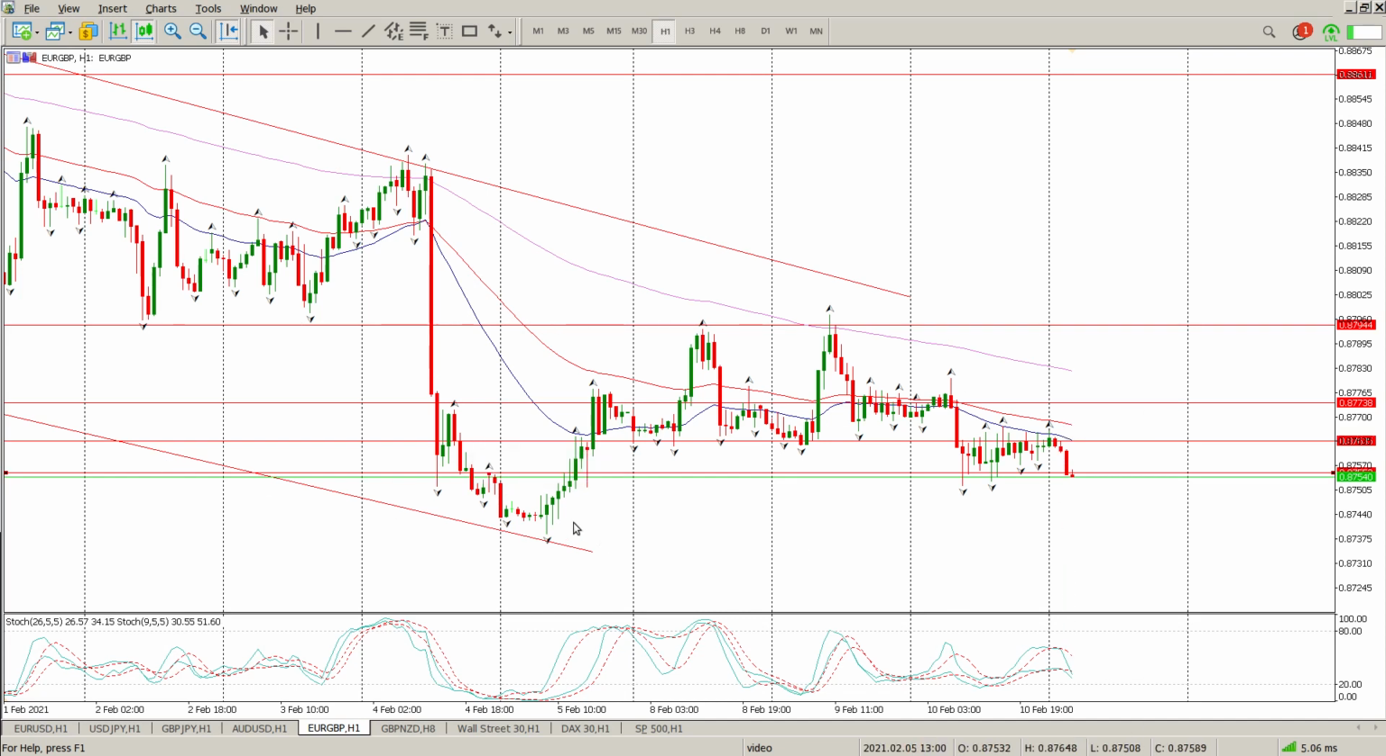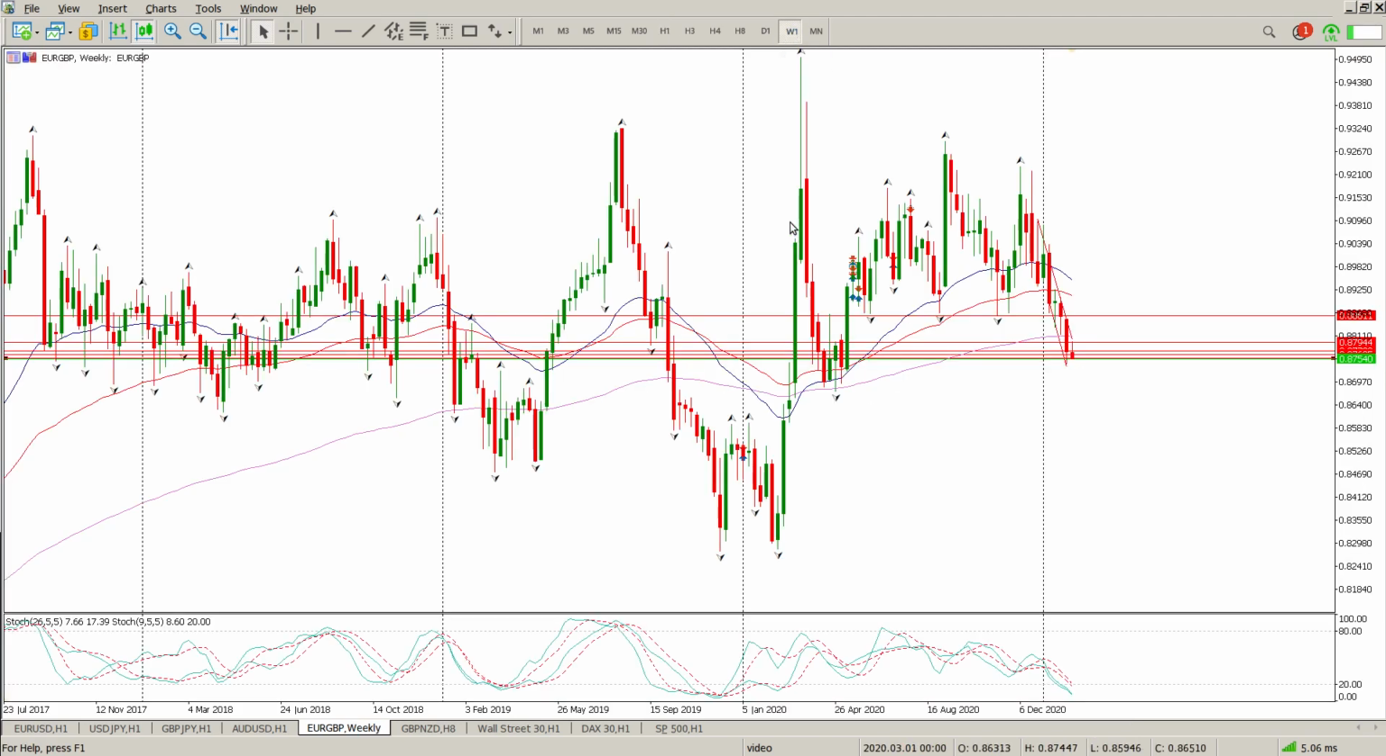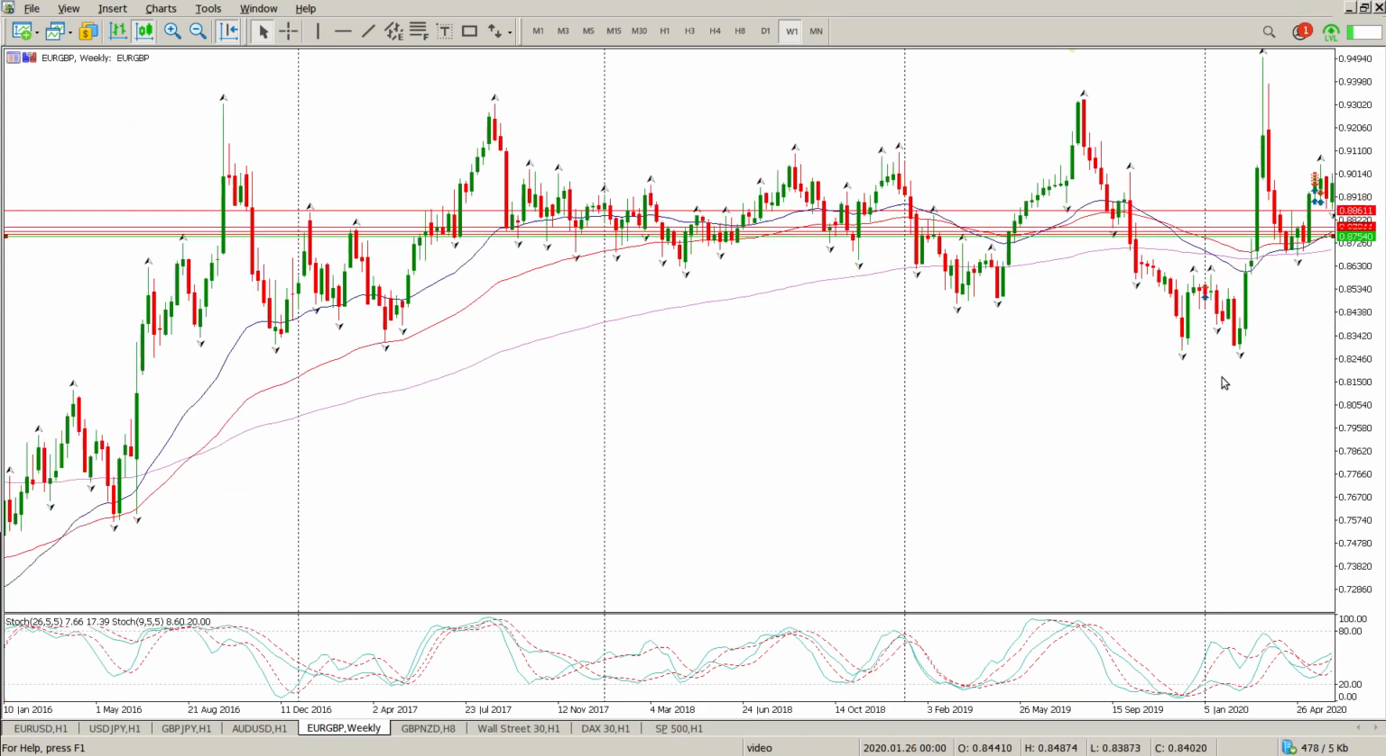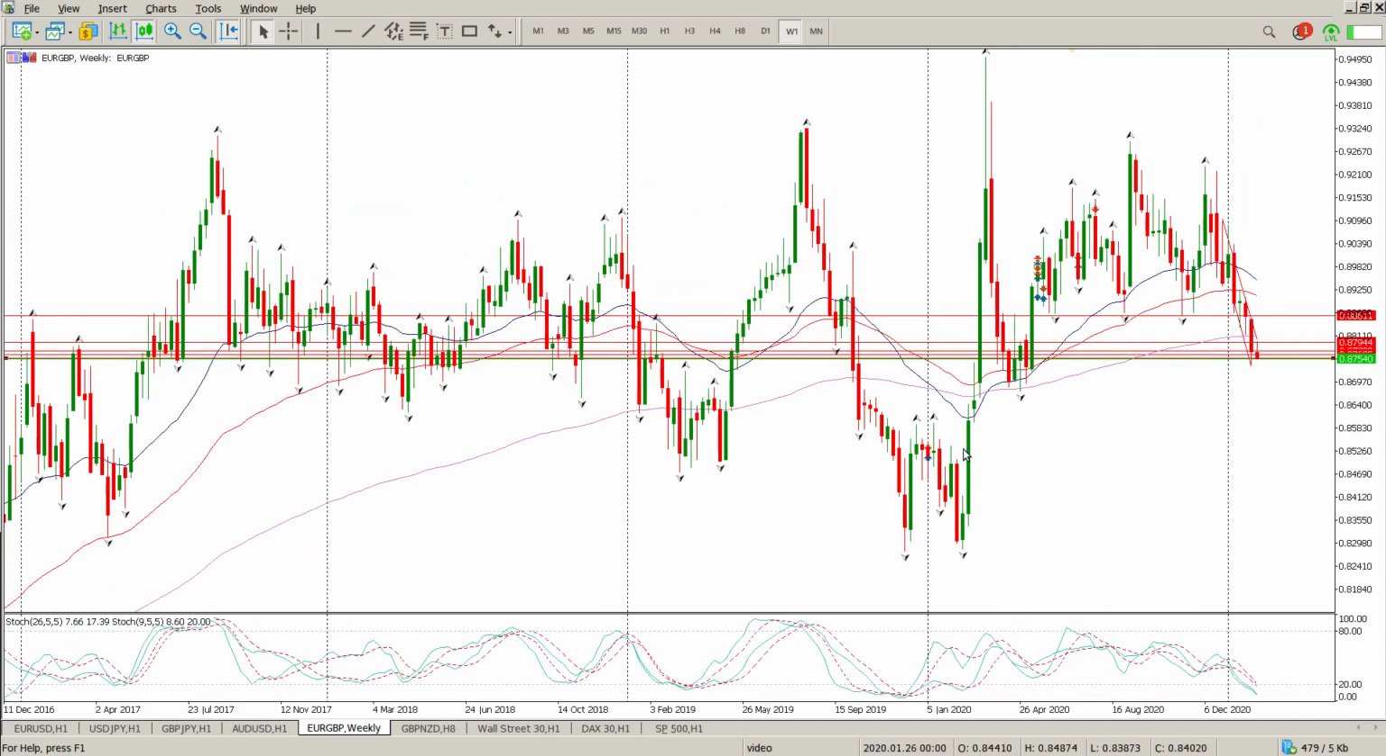Just bear in mind, and I keep saying this, look to the left, look at all this chaos on the weekly chart here. So there is a lot of support to be found in this area. So just be wary about that. And it's coming off a pretty strong uptrend as well.